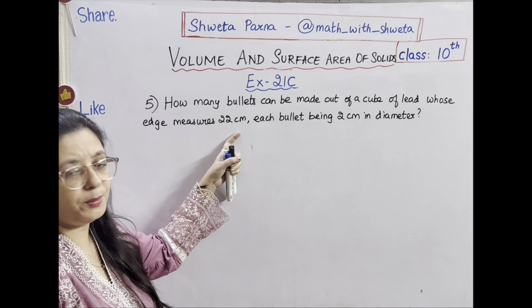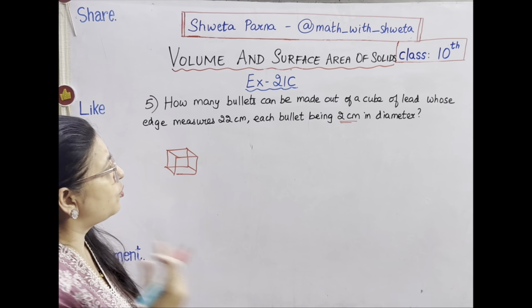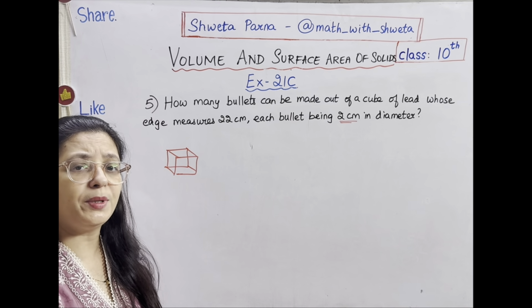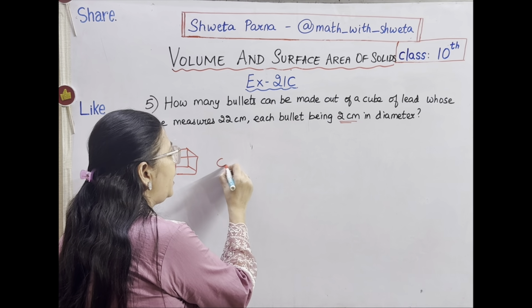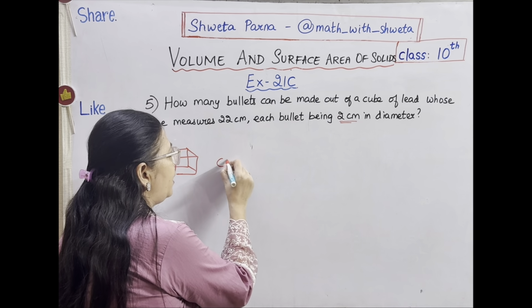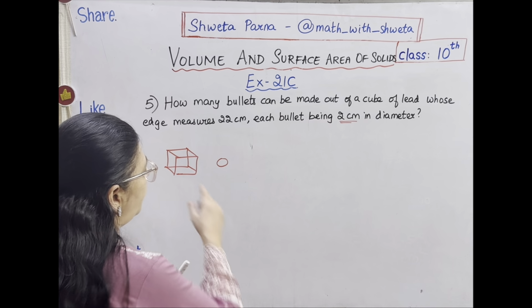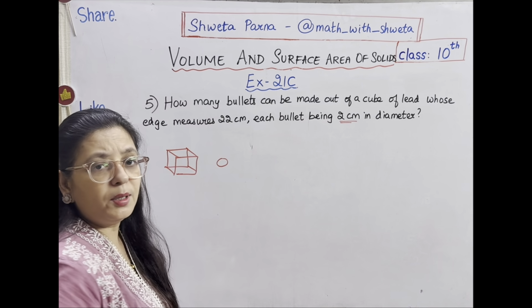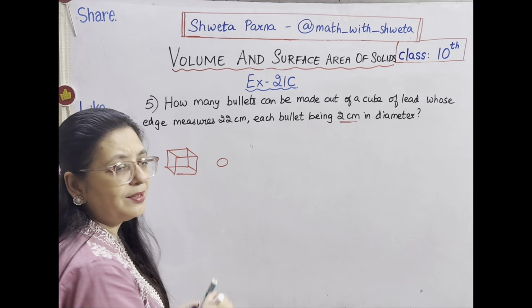Okay. So for example, take this is a cube. From this cube, you are going to make bullets. Now remember children, in the case of a bullet, they have just given us the diameter. That means they have given us the radius. So if the radius is given to you, what would be the shape of the bullet? It would be in the form of a sphere. Remember that. Okay. So let's first find the volume of the bullet, because from this lead the bullets are made.